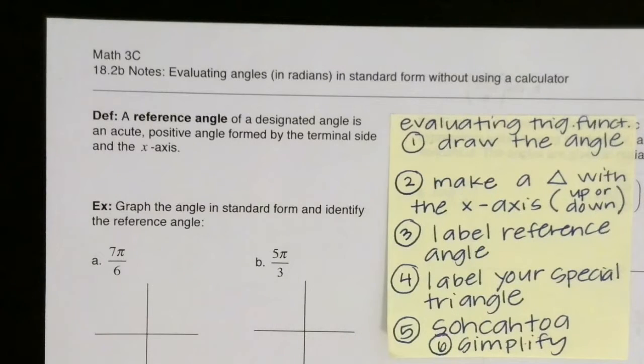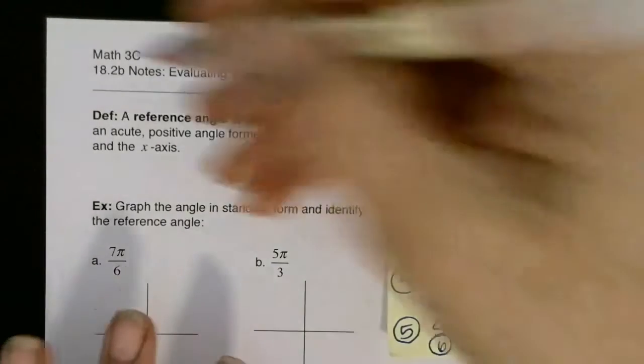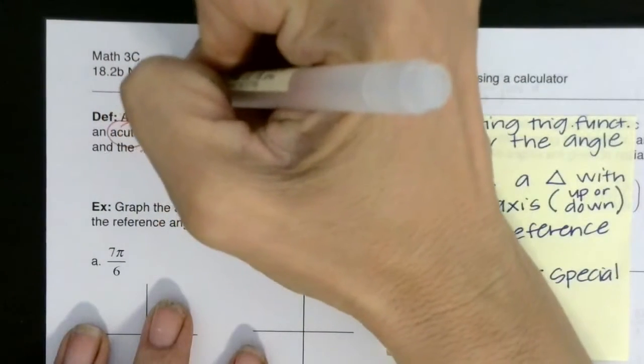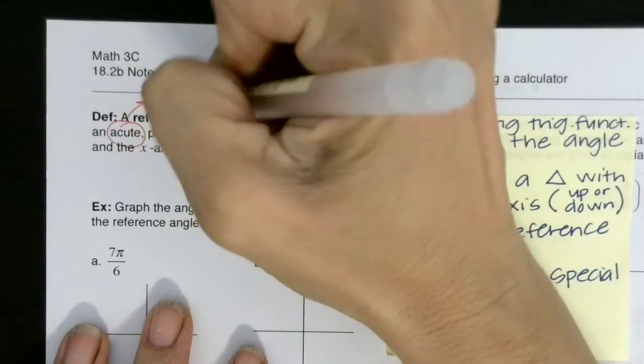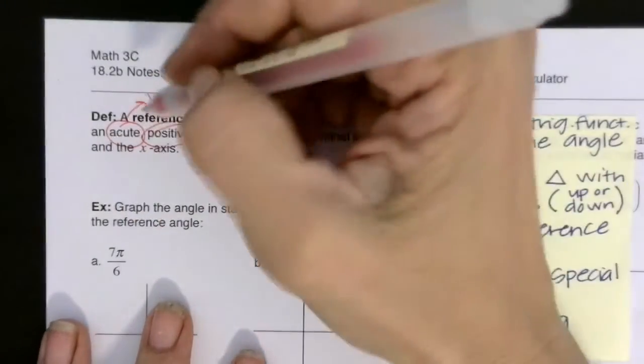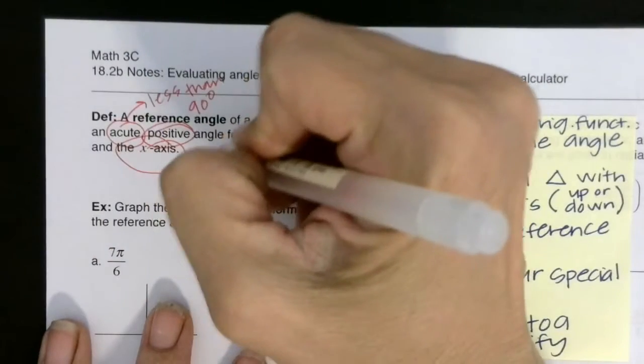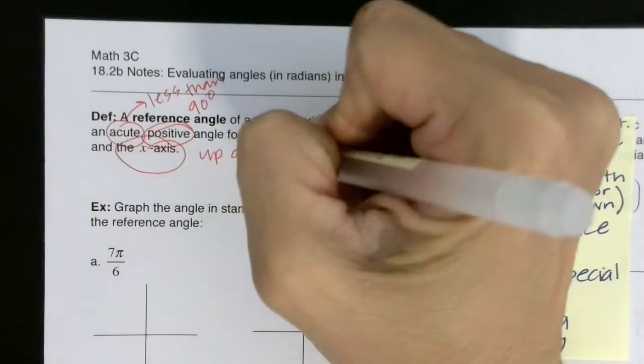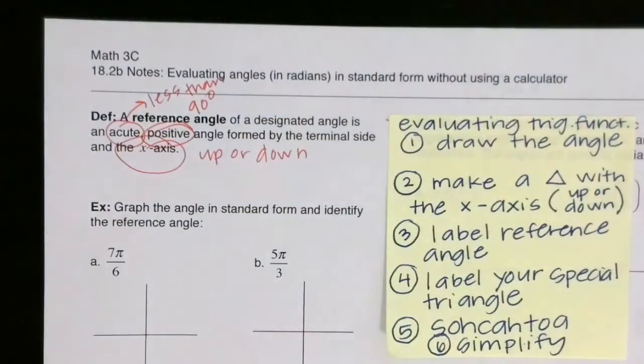So, reference angle, friendly reminder from yesterday, it's acute. That means it's less than 90 degrees. It's positive, you know what being positive means. And it connects with the x-axis, so we always make our triangle go up or down. That leg of the triangle is going up or down.